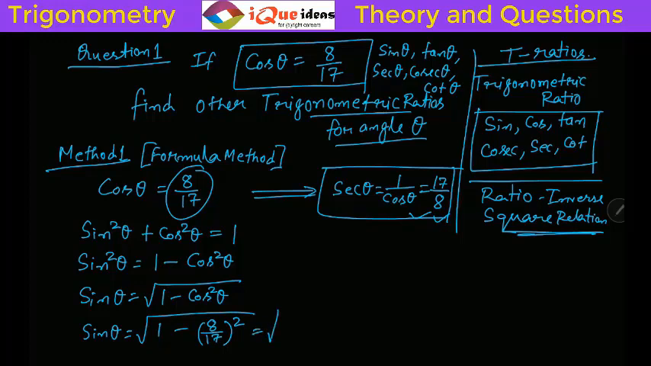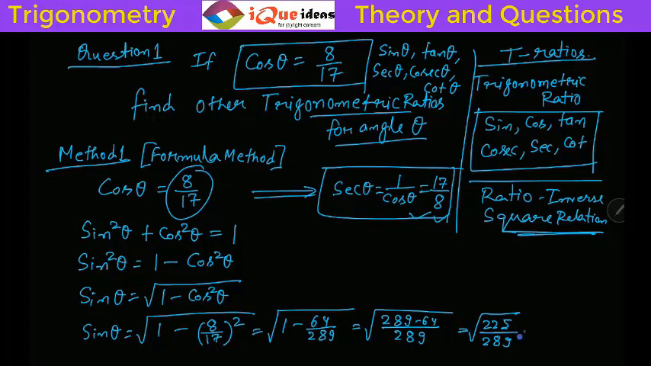Calculate it normally. It will be square root of 1 minus 64 upon 289. Take LCM. It will become root of, in denominator 289, and numerator will be 289 minus 64. So it is root of 225 upon 289. Now the square root of 225 is 15 and the square root of 289 is 17. So it is 15 by 17. So what do we get? We get the sine theta value here.